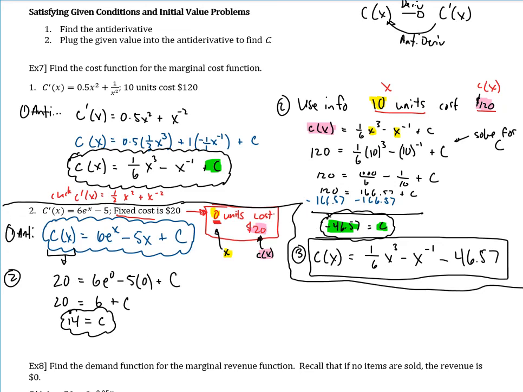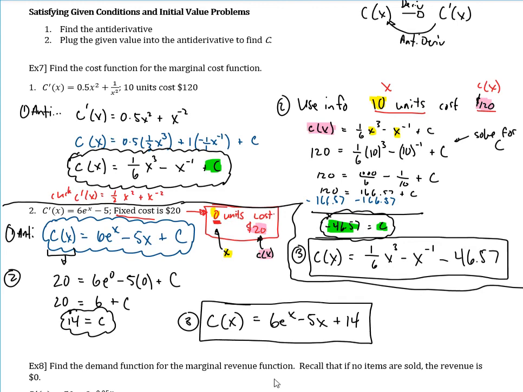Our third step is just to rewrite the cost function. So I have capital C of x is the 6e to the x minus 5x plus this 14. So that's our last step there. There it is. Okay, so that's our final answer.